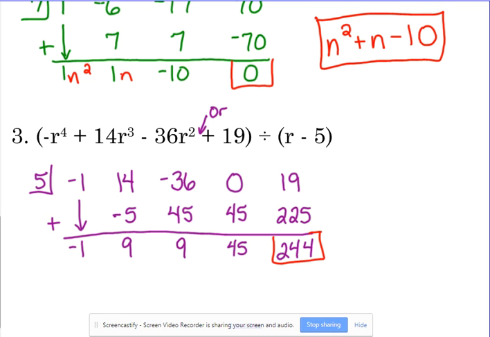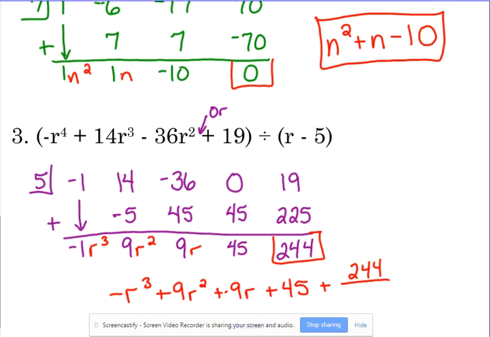Okay, normally the remainders are not that ginormous, but it happened in this case because I changed the problem to make it work where I had an example like this. So here's our answer: negative r cubed plus 9r squared plus 9r plus 45 plus 244 over what? R minus 5.